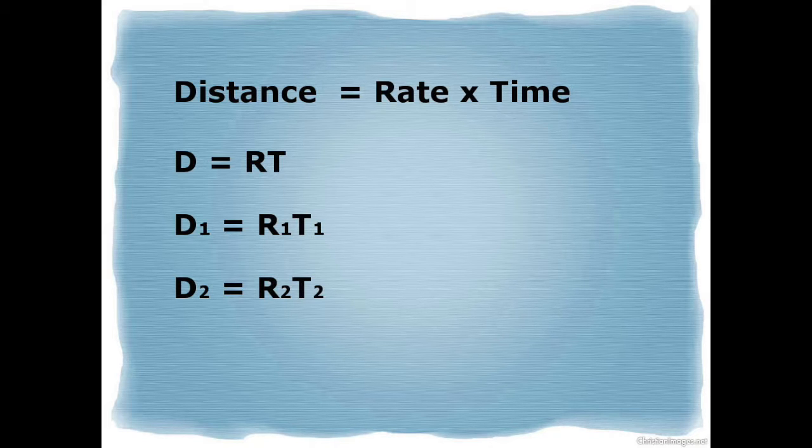Now, bodies in motion assumes two bodies in motion. It could be a person, it could be a train, it could be a plane, it could be a bullet, it could be just about anything. But there will be two bodies in motion. And so we use D1 equals R1 times T1. That is, D equals RT for the first body in motion. And D2 equals R2 times T2, which is just the same thing, D equals RT, but for the second body in motion. We've got to keep track of them separately.